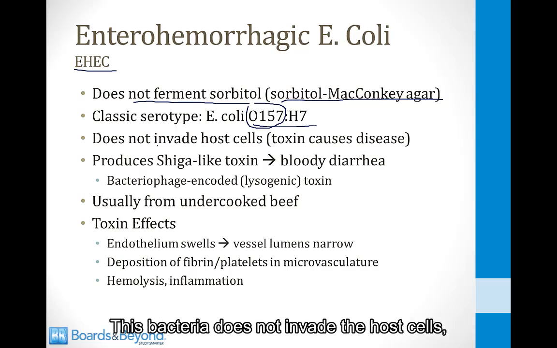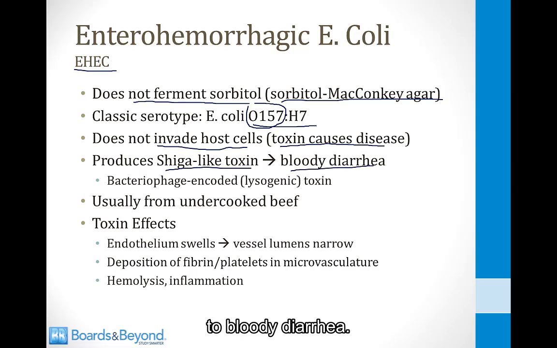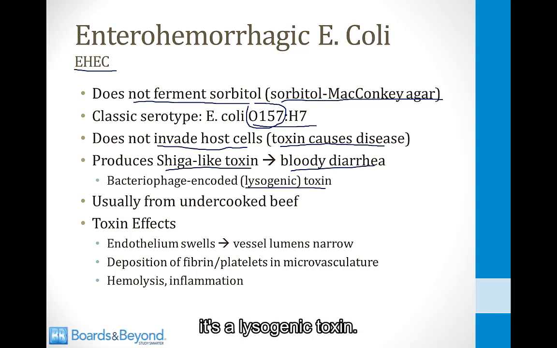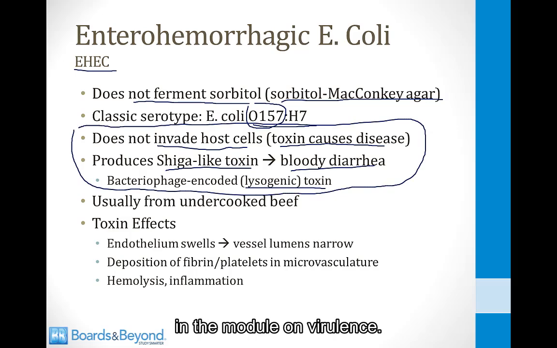This bacteria does not invade the host cells. The disease comes from the toxin. It produces a Shigella-like toxin that leads to bloody diarrhea. And this toxin is carried by a bacteriophage. It's a lysogenic toxin. And I talk about all the features of the toxin in the module on virulence. Usually people get an EHEC infection from eating undercooked beef.